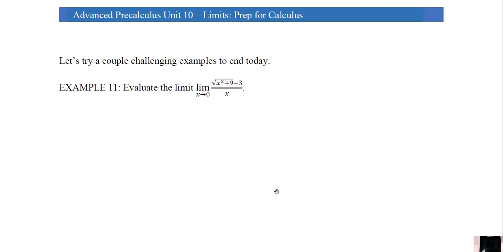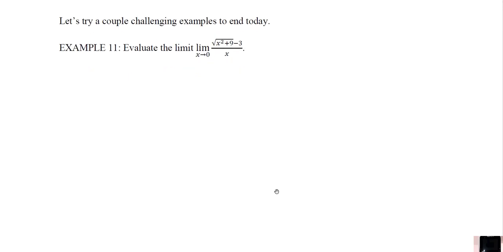Two more examples. Let's do this complicated limit. So, as I plug in 0, 0 plus 9 is 9, rad 9 is 3, 3 minus 3 is 0, bottom is 0. It's indeterminate again. Let's multiply top and bottom by the conjugate.